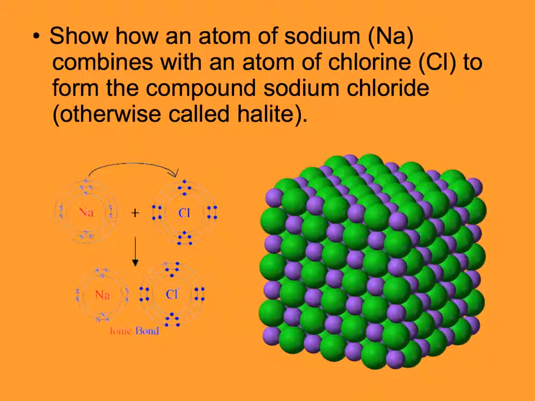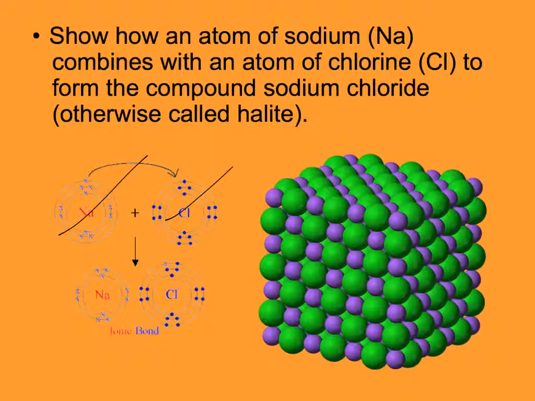So to carry on from the previous video, as you can see here in this particular video, we mentioned the halite crystal being three-dimensional cubic. We mentioned having a sodium atom. We mentioned having a chlorine atom.